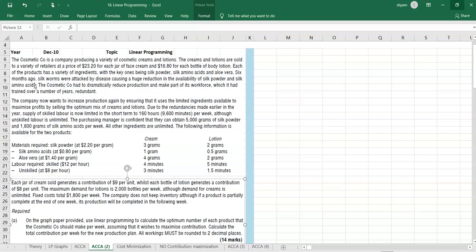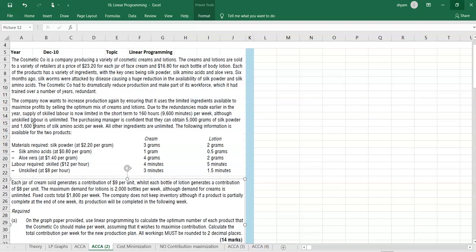Six months ago, silkworms were attacked by disease, causing a huge reduction in the availability of silk powder and silk amino acids. The Cosmetic Co. had to dramatically reduce production and make part of its workforce, which it had trained over a number of years, redundant. The company now wants to increase production again by ensuring that it uses the limited ingredients available to maximize profits by selling the optimum mix of creams and lotions. Due to the redundancies made earlier in the year, supply of skilled labor is now limited in the short term to 160 hours or 9,600 minutes per week.